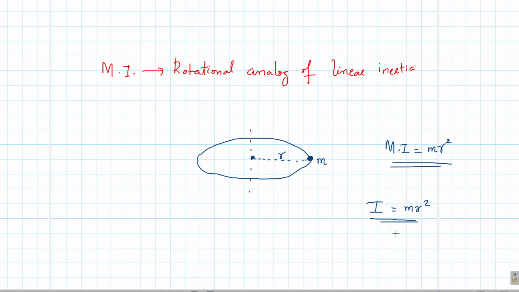This is the expression for moment of inertia. Then what will be the SI unit of moment of inertia? Obviously, the SI unit will be kilogram meter square: kilogram for mass and meter square for radius square. So what will be the dimension of this moment of inertia? Try to find out the dimension of this moment of inertia.